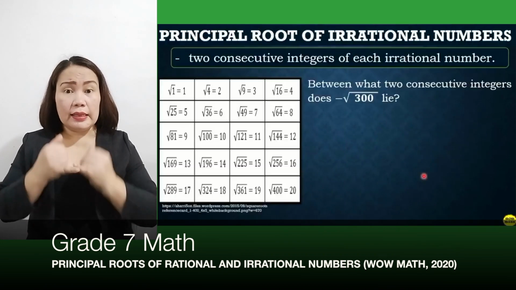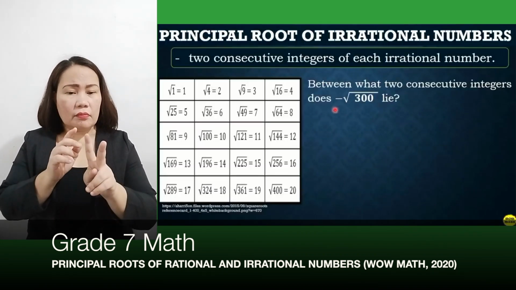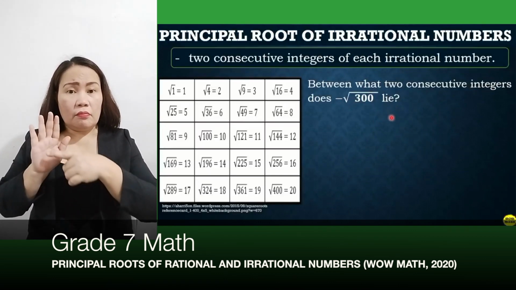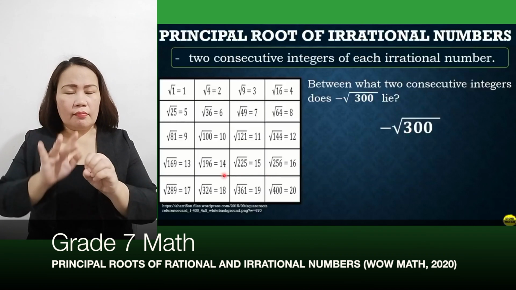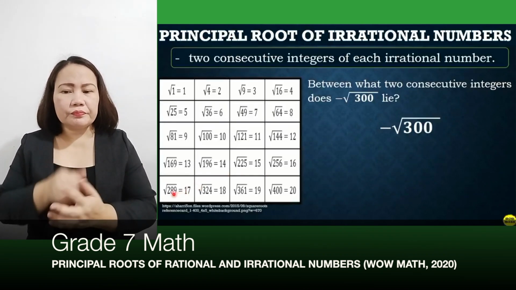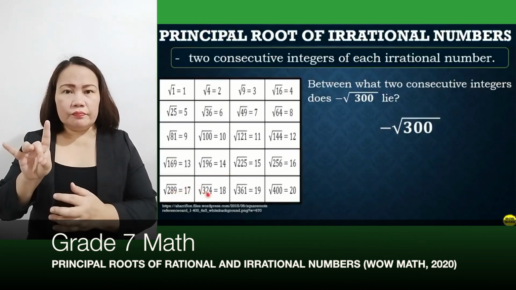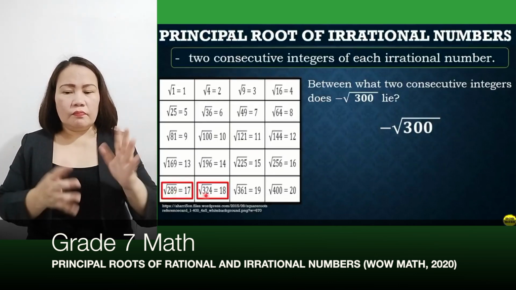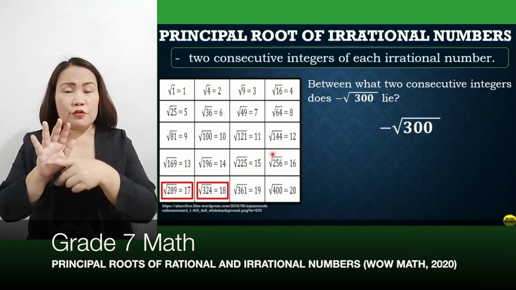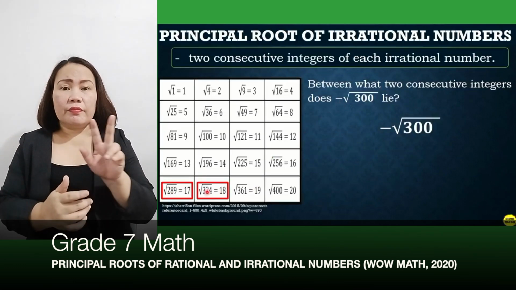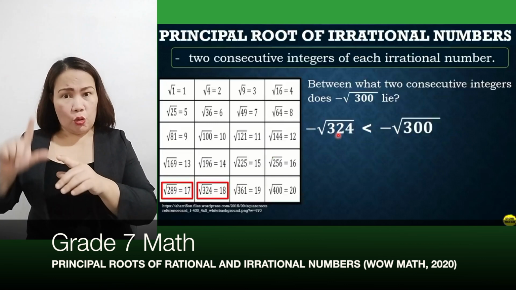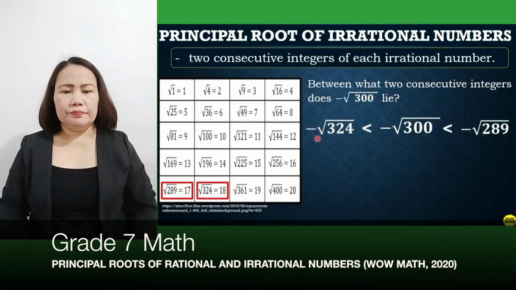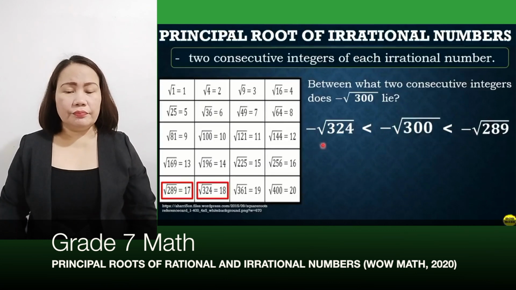Let's have the last example. So, between what two consecutive integers does negative square root of 300 lie? So, kunin naman natin yung 300. Nasa gitna siya ng square root of 289 and square root of 324. So, saan natin ilalagay si 324 at 289? Kasi negative ito ha. So, saan po? Si 324 dito siya. Siya ngayon ang mababa. And then si 289 siya po doon kasi meron tayong negative. Okay? So, may negative po tayo.